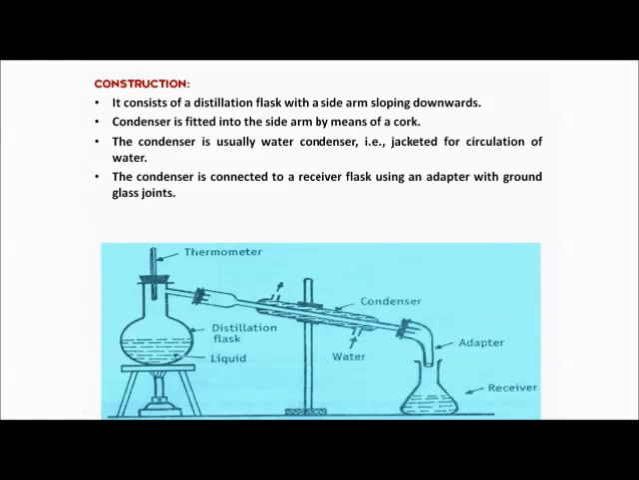Now the condenser is connected to the receiver flask using an adapter. See, it is connected to a receiver flask using an adapter. So this is the adapter with a ground glass joint. This is the ground glass joint, right? On the laboratory scale, the whole apparatus is made up of glass. Generally the simple distillation apparatus is made up of quartz glass, via which you can easily see the process of distillation.